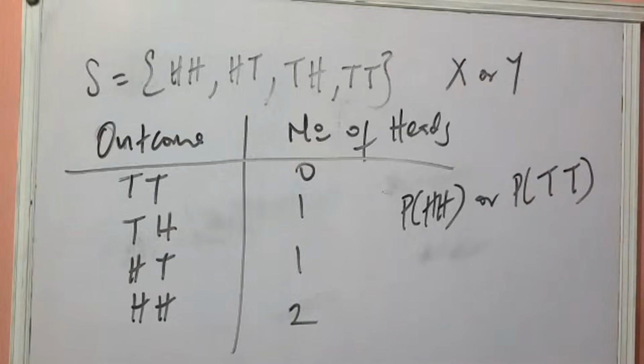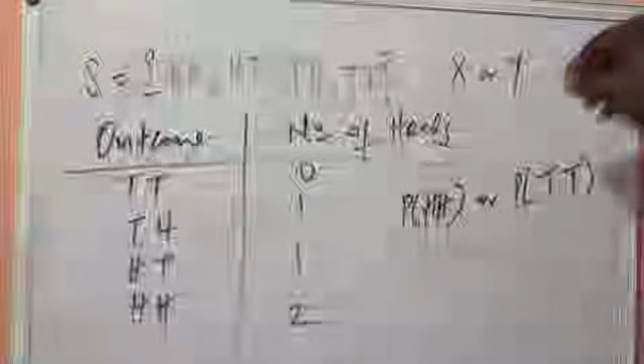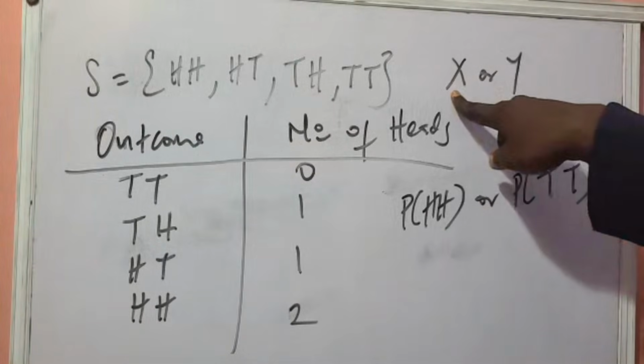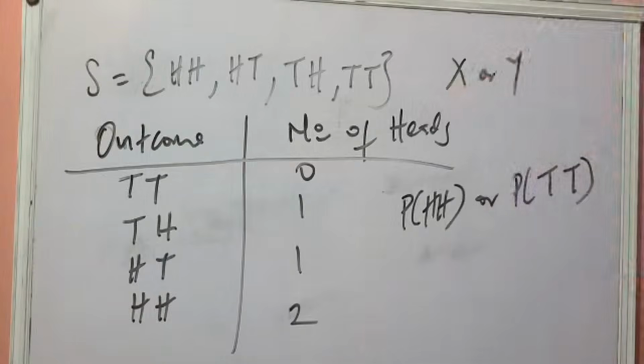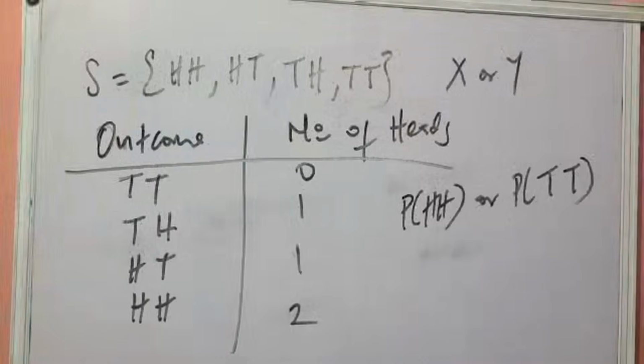I could decide for an experiment to define my random variable X as the number of heads when tossing two coins. Hear that one more time. I could say my random variable X represents the number of heads when tossing two coins. Now, random variables are always defined depending on whatever experiment you are dealing with.